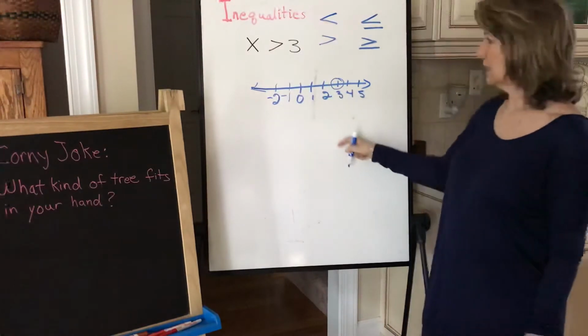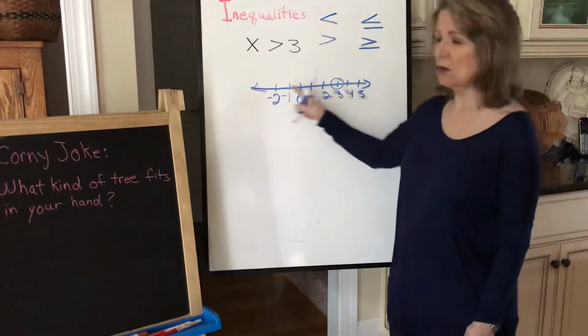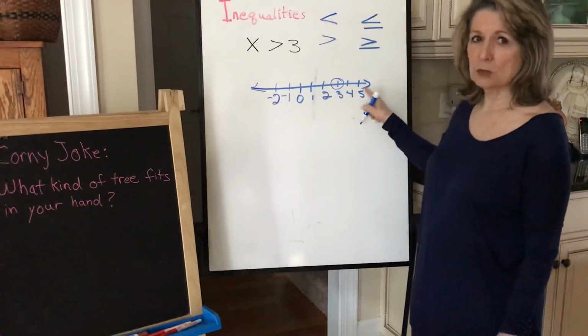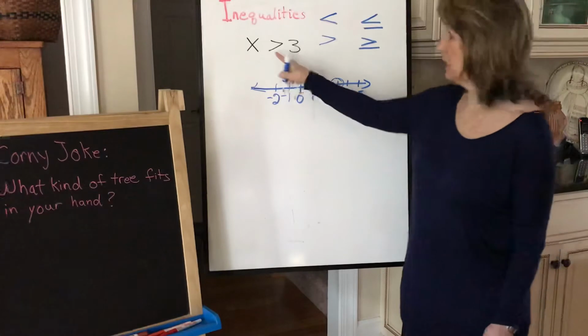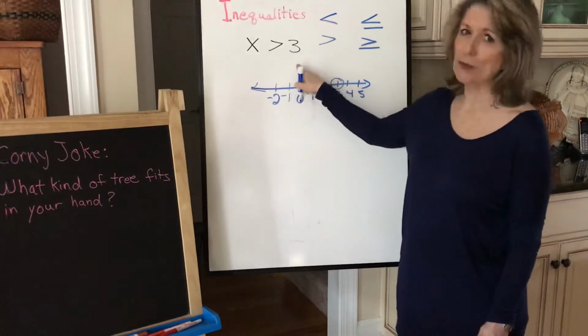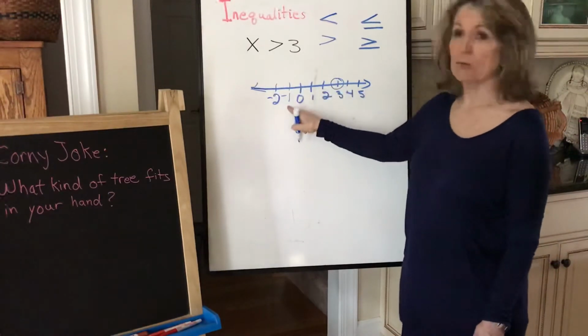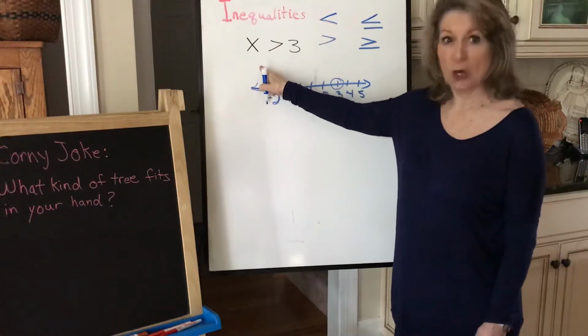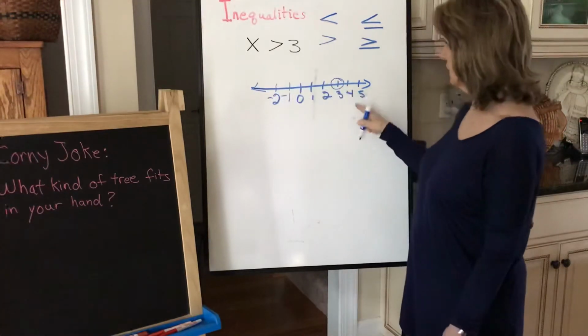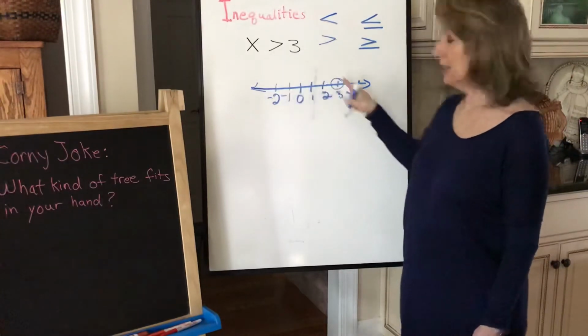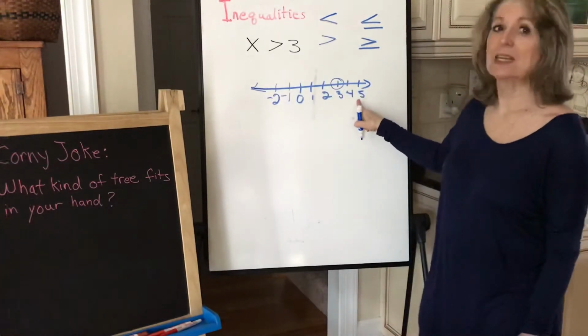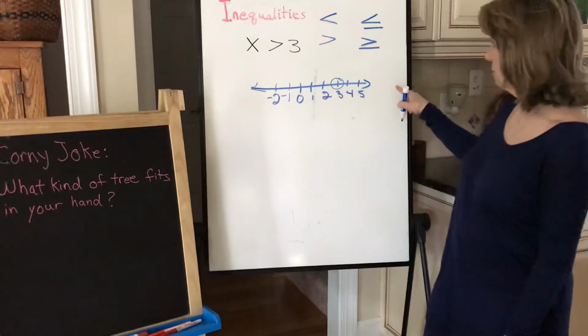Now let's look to see which way we want to make our line go on this solution, okay? Is the number 1 greater than 3? So if I put a 1 in here, is 1 greater than 3? No. Is negative 1 greater than 3? No. So let's look on this side of 3. Is 4 greater than 3? Yes. Is 5 greater than 3? Yes. How about the number 25?